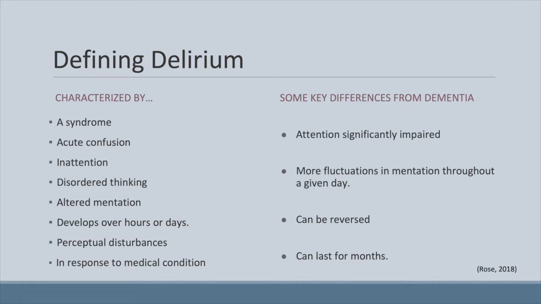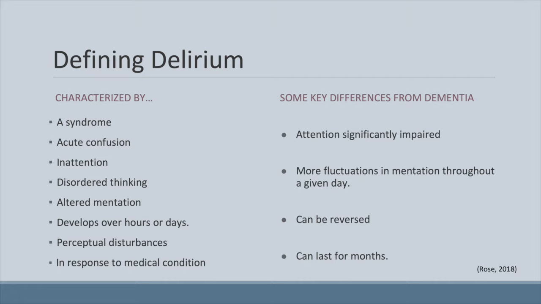A patient with delirium can experience perceptual disturbances, so they may have hallucinations, they may feel like they're in some type of a dreamlike state, and delirium is always in response to some other medical condition, and there are a host of them that can contribute to delirium, which we'll go over later. And some other things that differentiate delirium from dementia, which I think is important to note because dementia has some of the same overlapping characteristics.